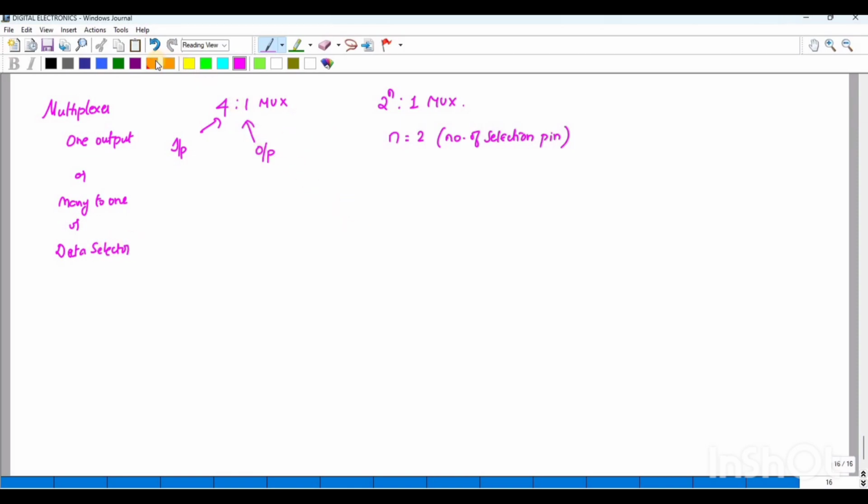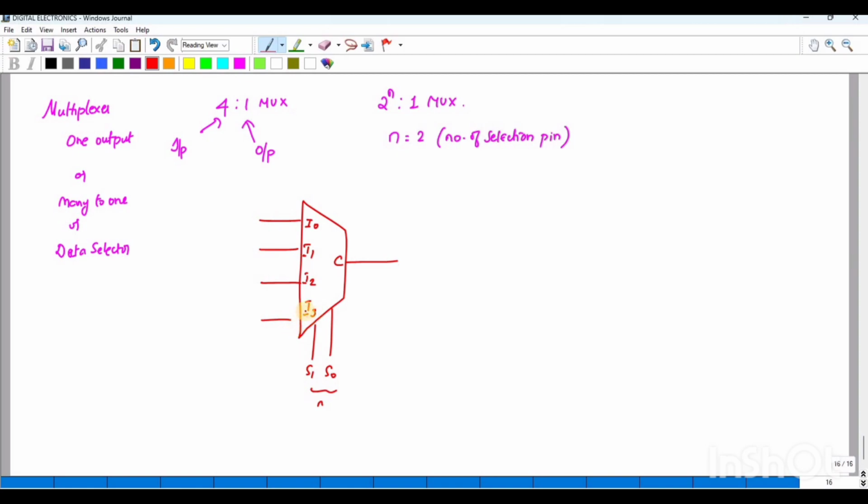So let me draw the diagram for the MUX. You have only 1 output, that is C. Okay, and you have 2 selection pins, so I can write these as S1 and S0. This is your selection pin N, and you have 4 inputs. So I term them as I0, I1, I2 and I3.